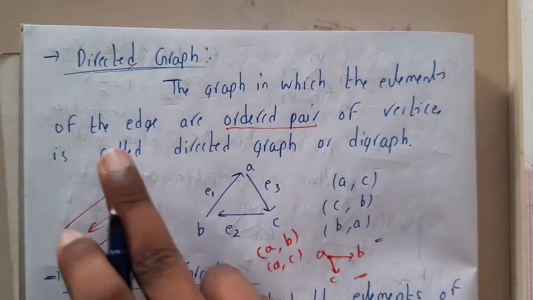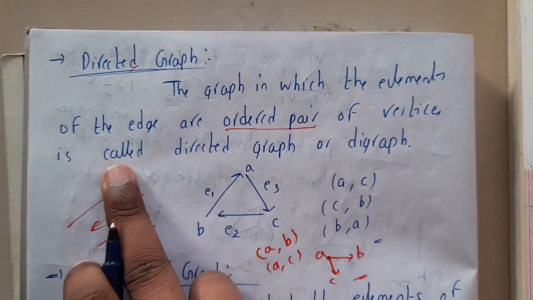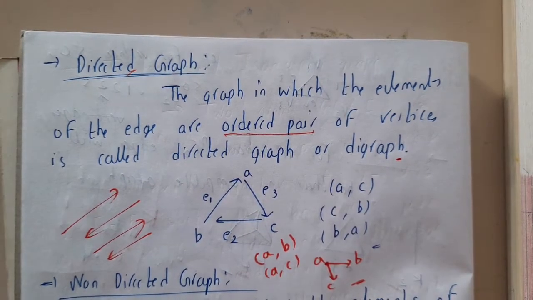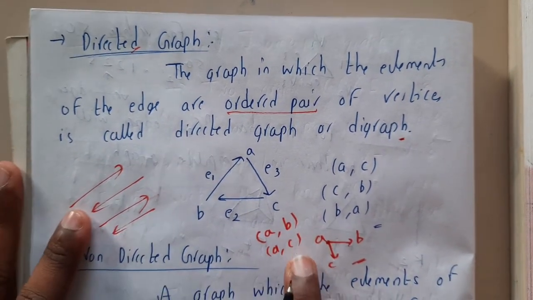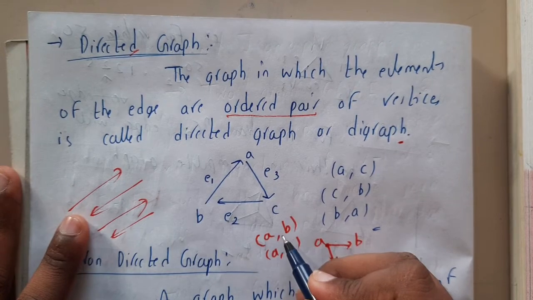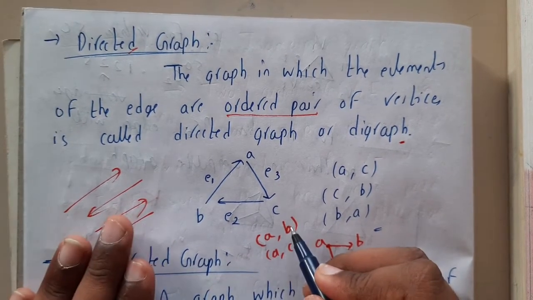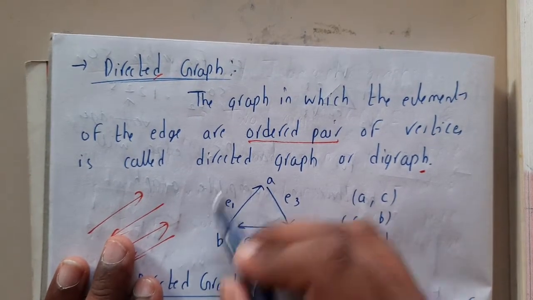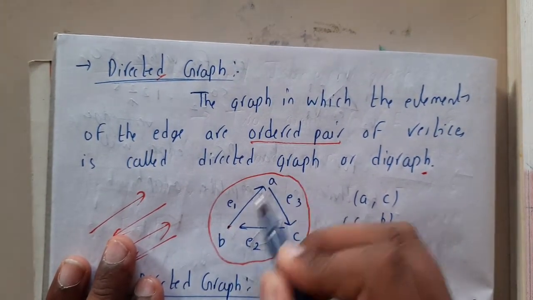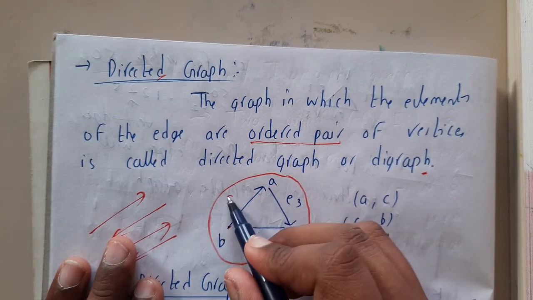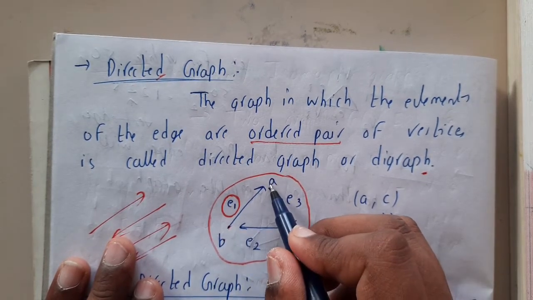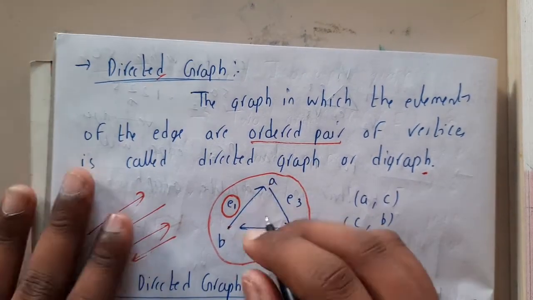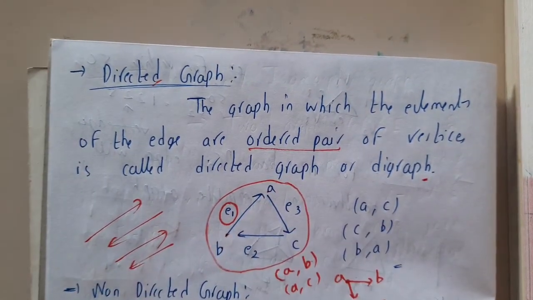The graph in which the elements of edges are ordered pairs of vertices is called a directed graph or digraph. In some books it is given as digraph also. In this situation, please don't say that there is a path from B to A. No, there is only a path from A to B, guys. You can go from B to A via edge E1 in this example, but you cannot directly go from A to B via any edge, because I'm talking about the direct path.